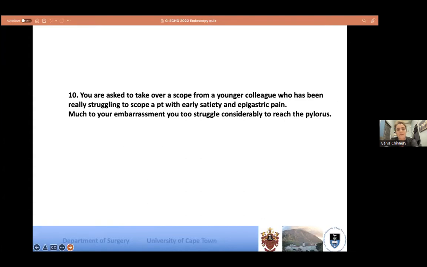Then number 10, you are asked to take over a scope from a younger colleague who's been really struggling to scope this specific patient, and the complaints are early satiety with epigastric pain. Much to your embarrassment, you did want to look slick and impressive, but you too struggle considerably to reach the pylorus. So let me take you through this rather painful scope.